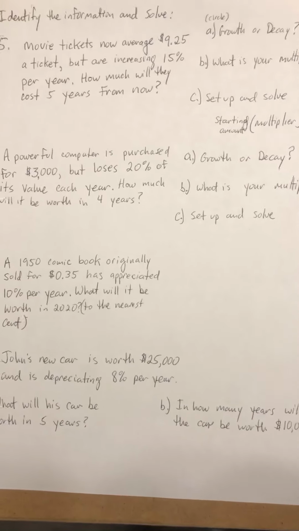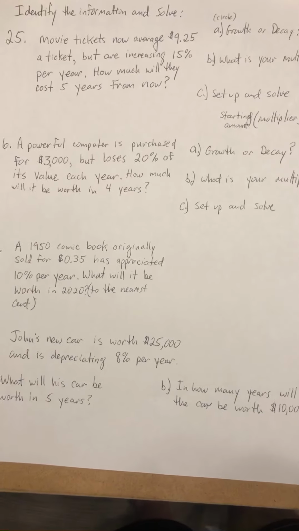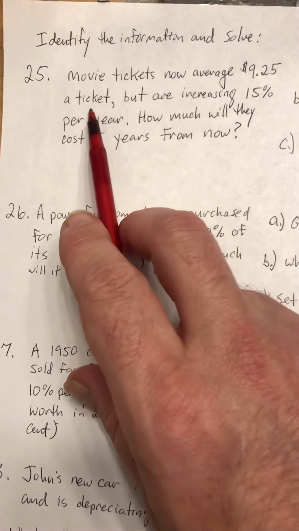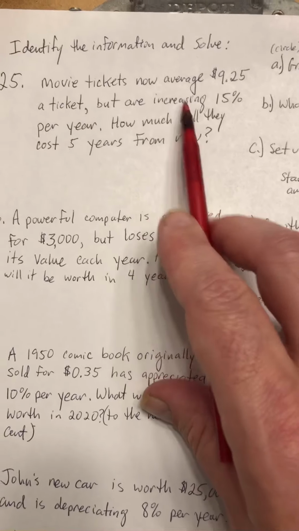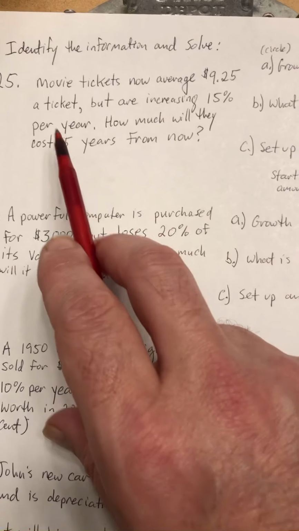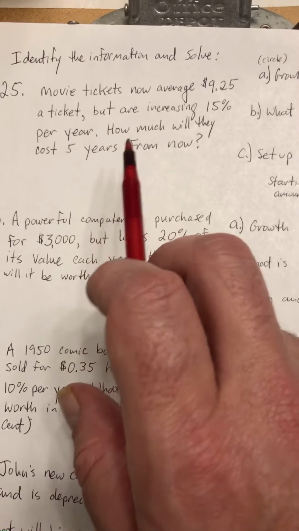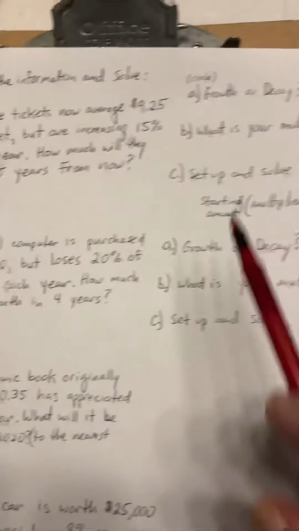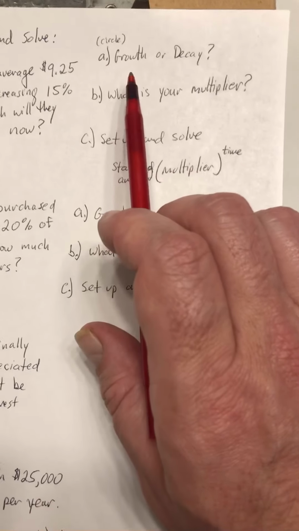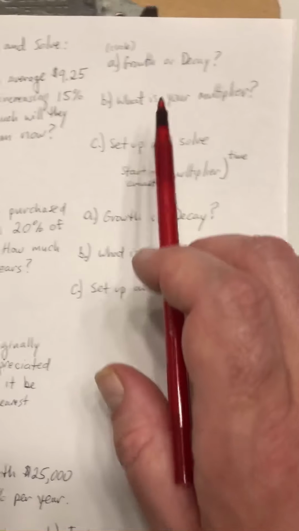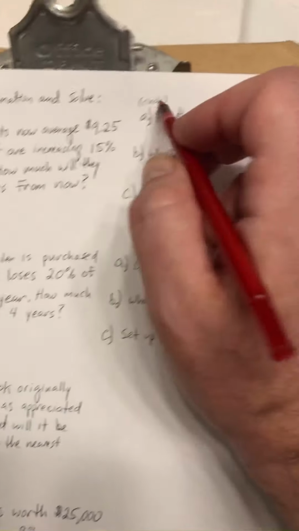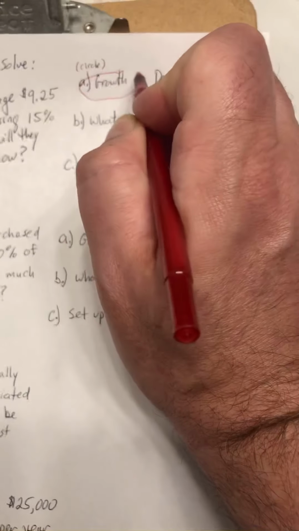And then the last part of this assignment. These are the exponential models. So let's start with number 25. It says here, movie tickets are now average $9.25 a ticket, but are increasing 15% per year. How much will they cost 5 years from now? So we need to find whether it is a growth or a decay. So for this particular one, since the movie ticket prices are increasing, this one over here is going to be a growth. So we'll circle that.